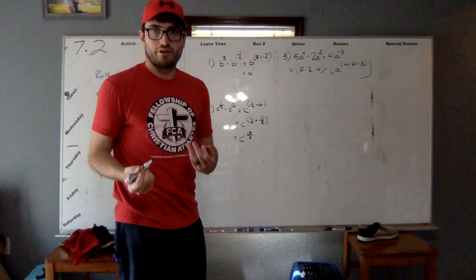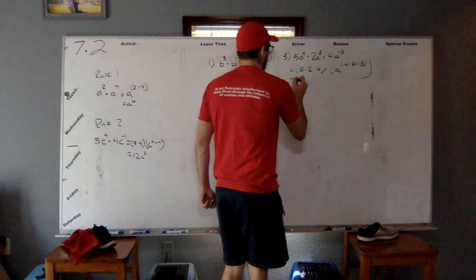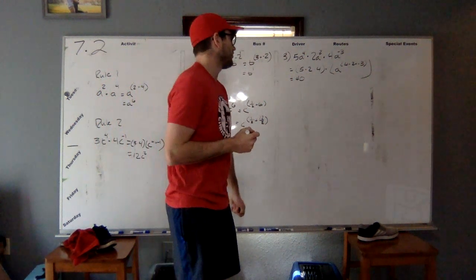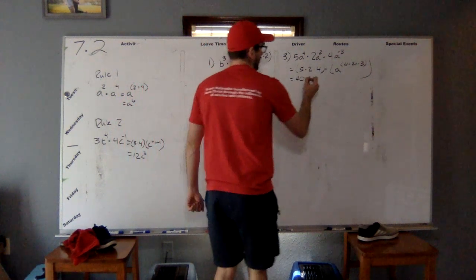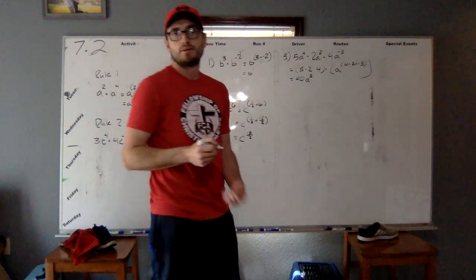So I go through pretty easily: 5 times 2 is 10, times 4 is 40. So my coefficient is 40. Then I do 4 plus 2 is 6, minus 3 is 3. So 40a to the third.